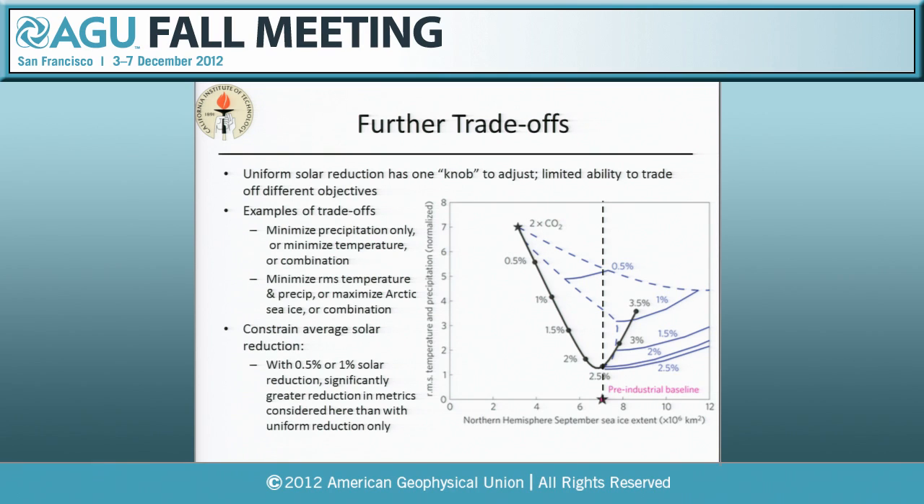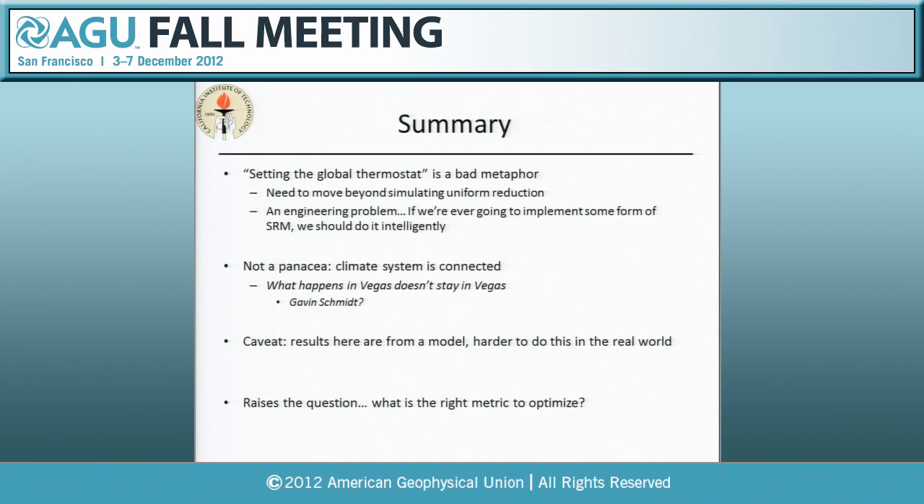So that's an idea of what you can do. There's a couple other trade-offs indicated in the actual paper you can go look up. The bottom line here that I'd like to say is this idea that we're going to go set the global thermostat is a little bit of an oversimplistic metaphor, and that at least in terms of, if we're ever going to implement some form of SRM, we should do it as well as we can.